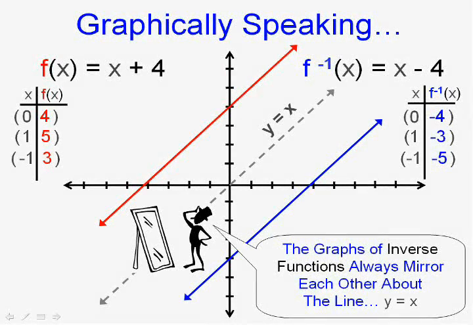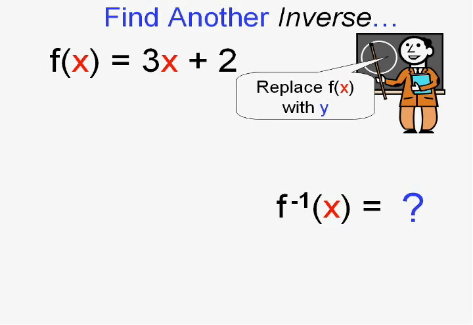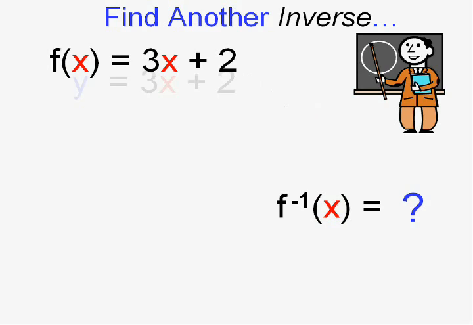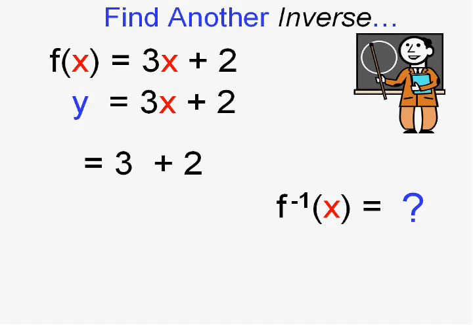Let's try another. We're going to find the inverse of this function. The function f of x equals 3x plus 2. We need to find out what function would get us back from y back to x. Well, remember the steps. Replace f of x with y, because that's what it really is. And then rewrite the whole equation interchanging x and y.